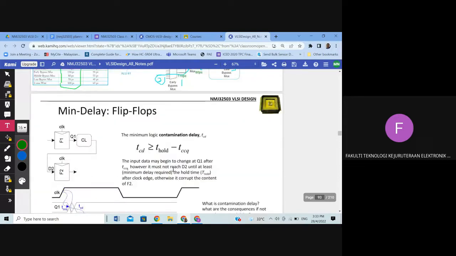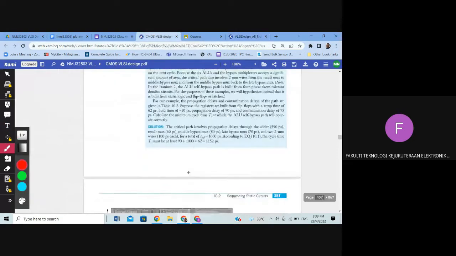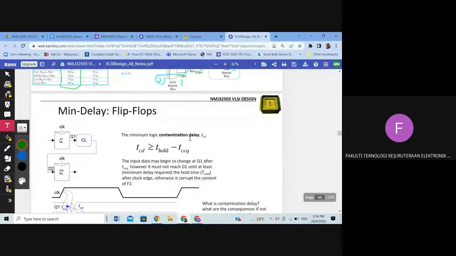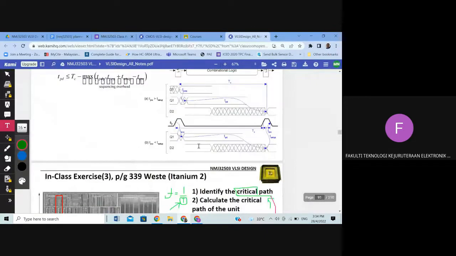To get it, I think they have provided it in the textbook, which is here. The critical path involves the adder, as we discussed just now, the result mux and middle bypass mux, and the last one is the late bypass. That's the 4 components or 4 elements with the 2 millimeter wire, 100 picoseconds each, so 200, and the total is 1000. That's the TPD.